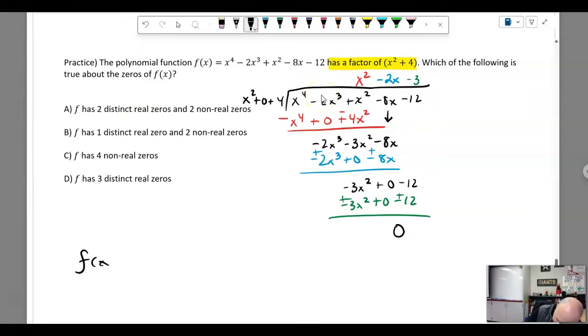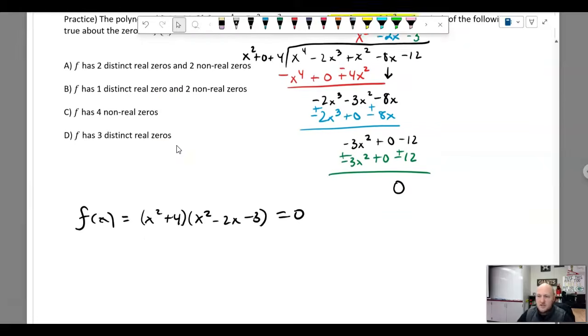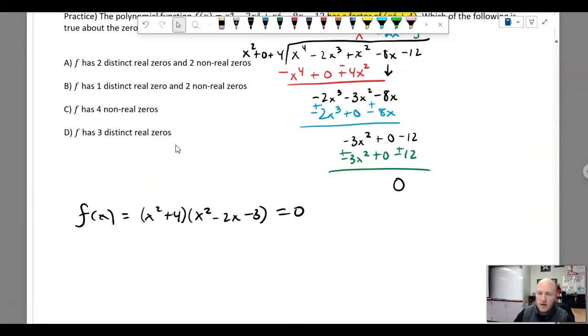So f of x is equal to x squared plus 4 times x squared minus 2x minus 3. That's essentially another application of the factor theorem, right? Remainder of 0. After I do the long division, these are the factors. This is important because they're asking about the zeros. What are the zeros? Well, I want to set this equal to 0 and find the zeros. So I want you to see if you can identify the answer A, B, C, or D. Pause me here. What do you think it is? I'll talk about the solution.